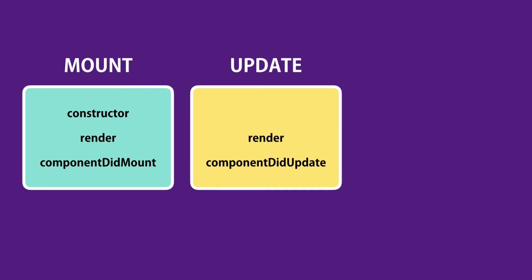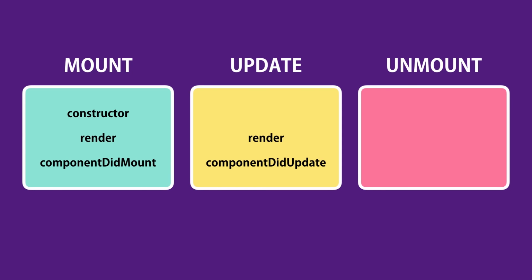So whenever we change the state of a component or give it new props, these 2 methods are called in order. And the last phase is the unmounting phase, and this is when a component is removed from the DOM, such as when we delete a counter. These lifecycle hooks you see here are the frequently used ones.